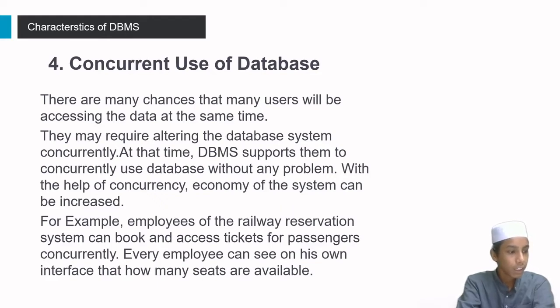For example, let's take the employees of the railway. Employees of the railway reservation system can book and access the tickets for the passengers concurrently. Every employee can see on his own interface how many seats are available.